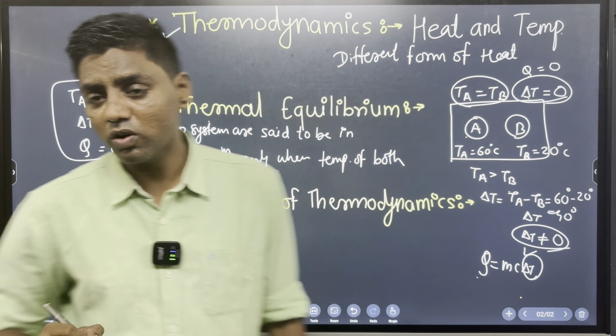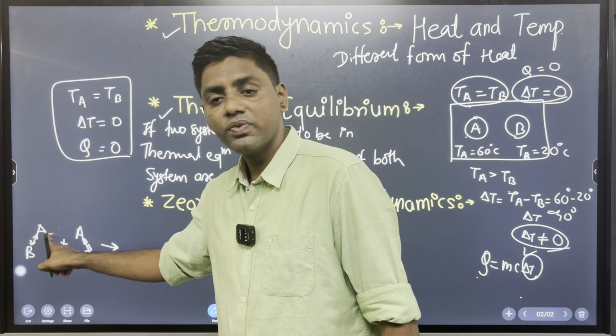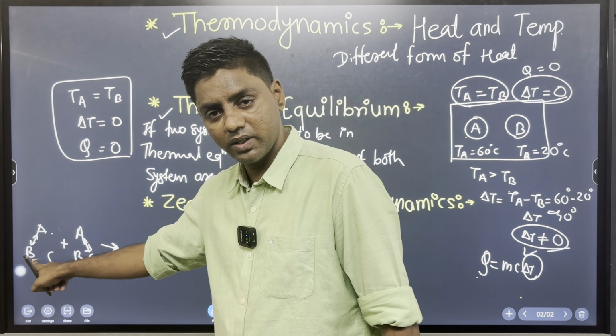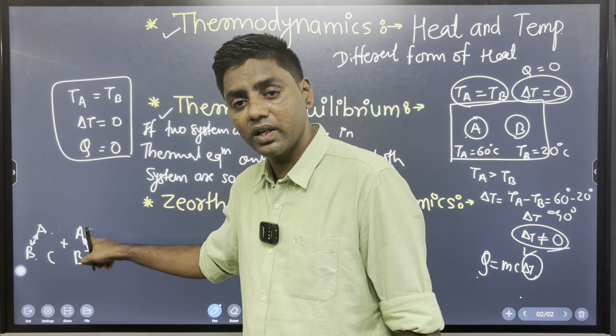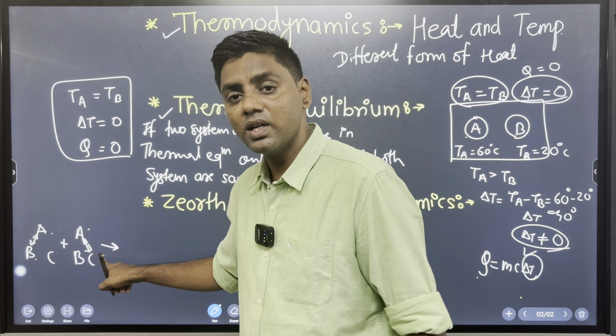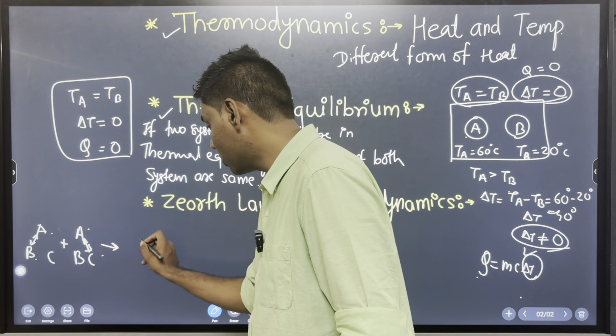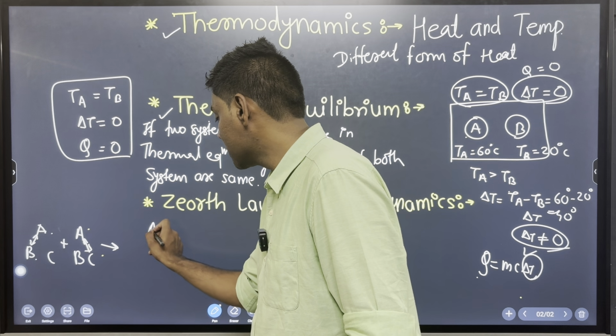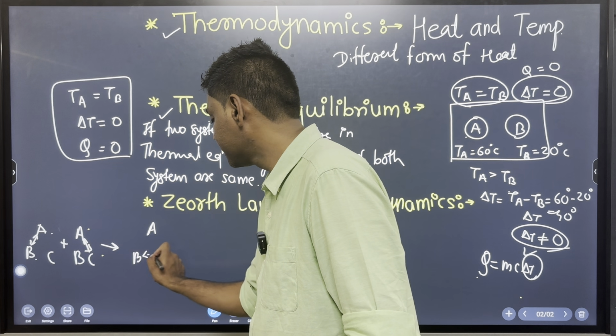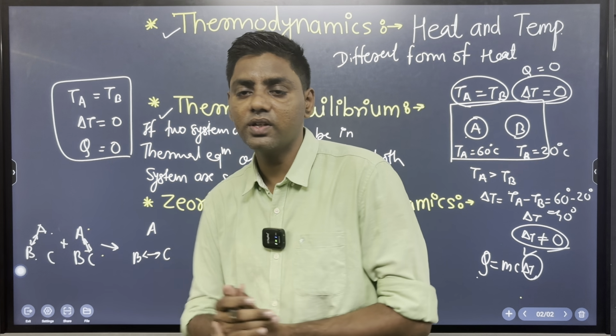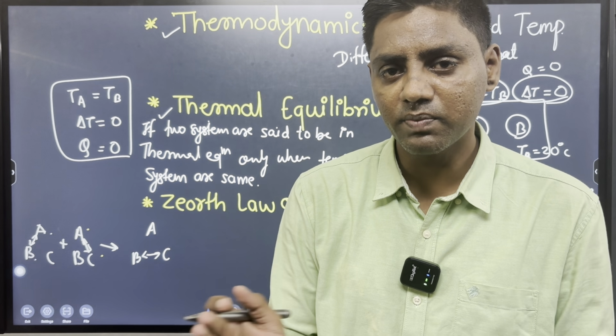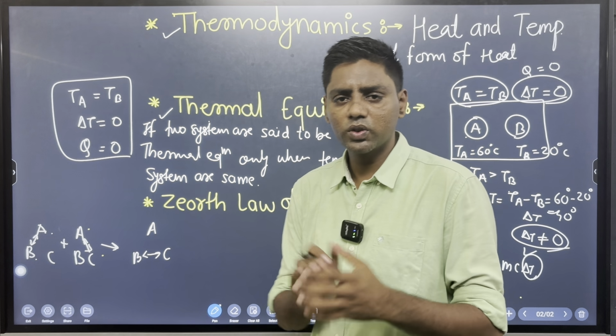So the temperature of object A is equal to the temperature of object B, and the temperature of object A is equal to the temperature of object C. So definitely we can say that both objects B and C must be in thermal equilibrium, that is, B and C both have the same temperature. So the concept is very easy, and the statement is very easy.